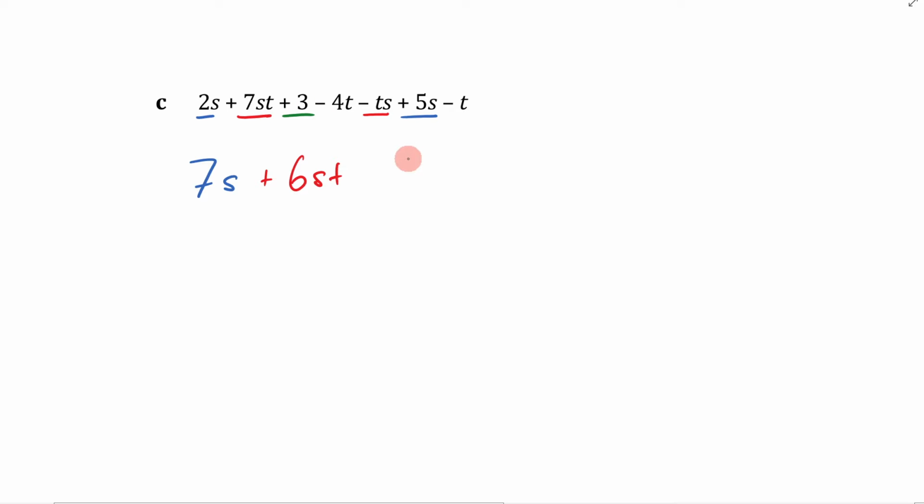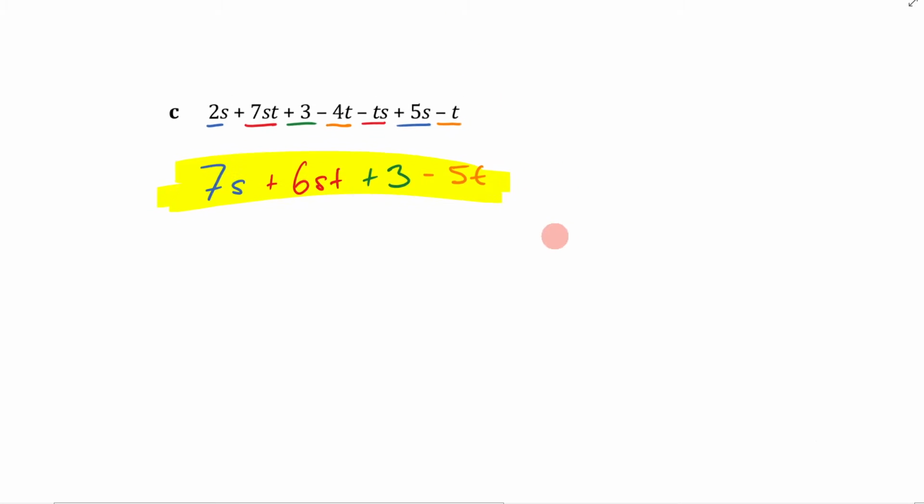We have 3 by itself. Plus 3. Then what else do we have? We have negative 4t minus t is negative 5t. And that right there, everyone, is our answer. Hopefully you're successful with that one.